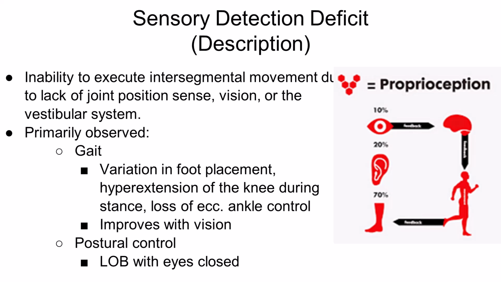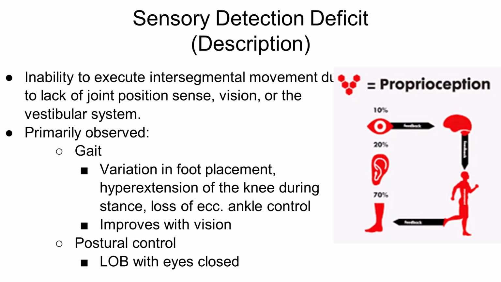And by definition, this movement system problem is the inability to execute intersegmental movement due to the lack of joint position sense or proprioception, or multisensory failure affecting proprioception, vision, or the vestibular system. It may be present in the upper extremity, lower extremity, or both. Overall, what you're going to see is this person has difficulty with somatosensation, particularly joint position sense or proprioception. They might also have a light touch sensory deficit. They also may have a visual field deficit that's greater than 50% of their vision.